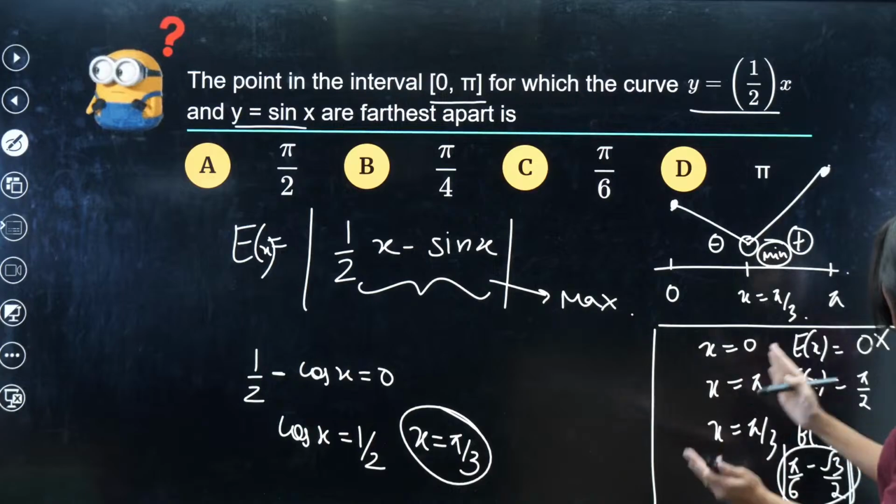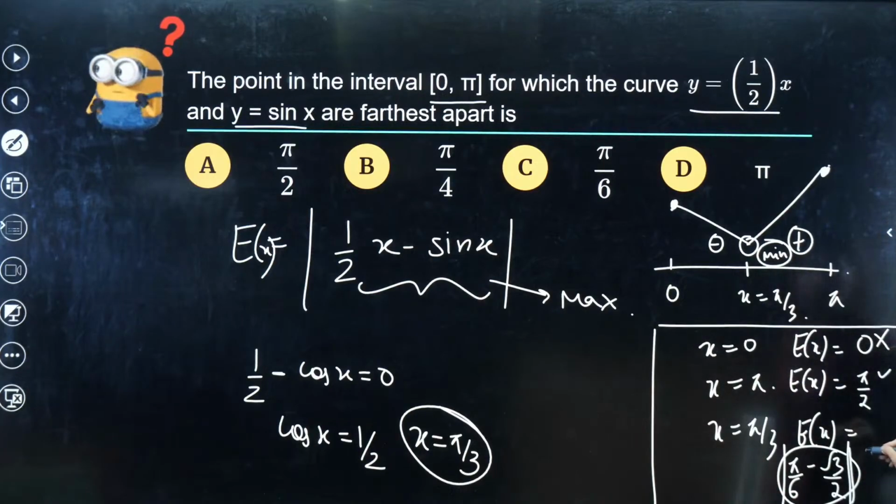So now this is the minimum value. I am talking about the farthest value. So this is pi by 2, that means approximately 1.5.